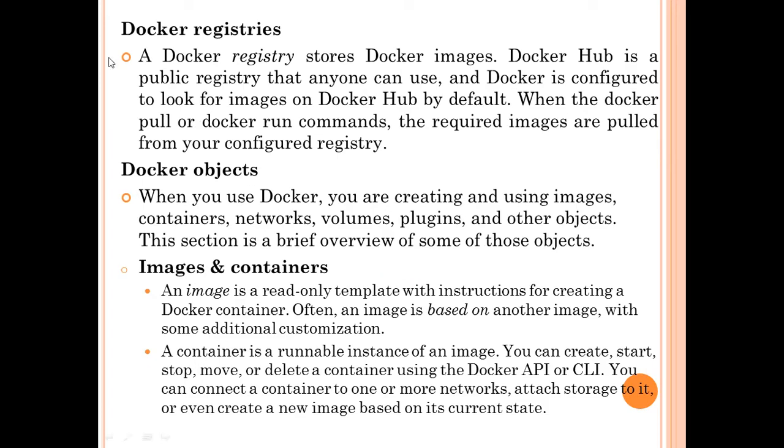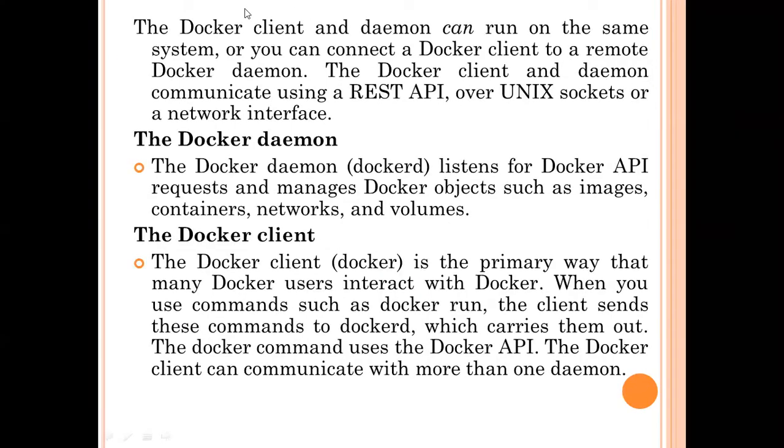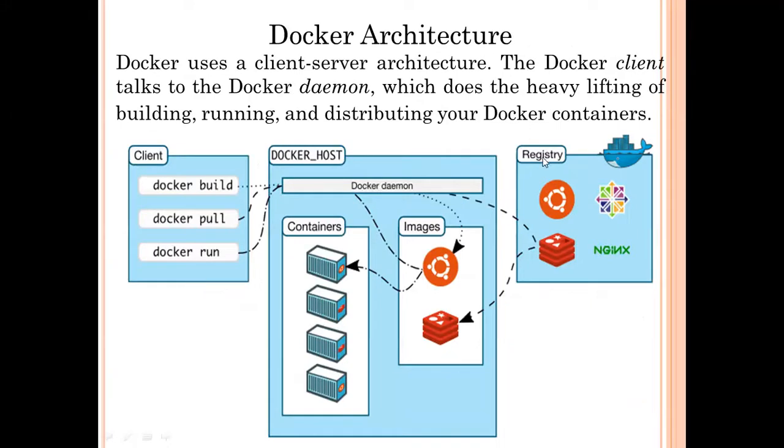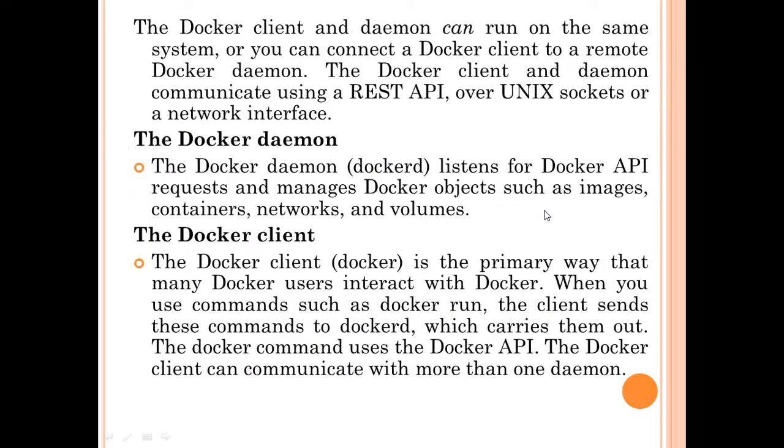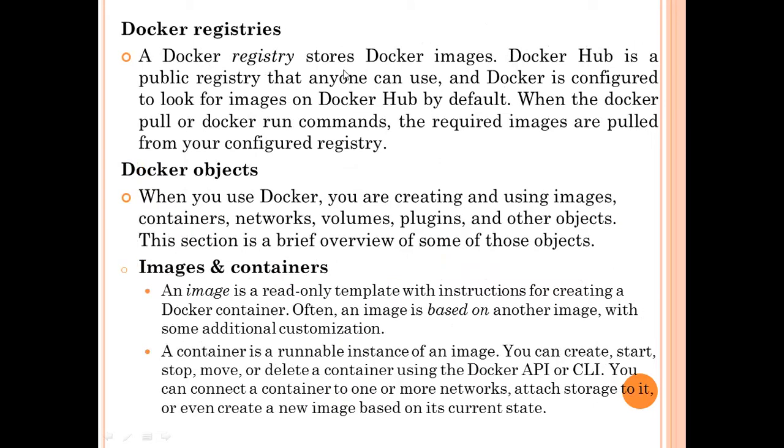Then is registry. It is placed at this place. This is the registry in which the images are stored. So it stores the Docker images. Docker Hub is a public registry. Public registry means where you are going to store your own images which you want to run. And Docker is configured to look for images on Docker Hub by default.